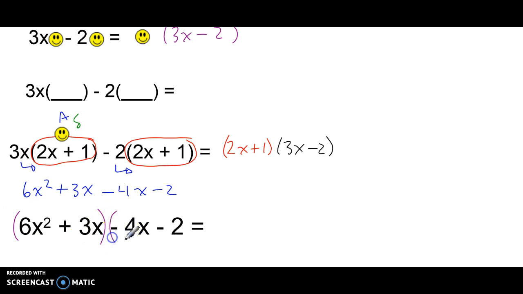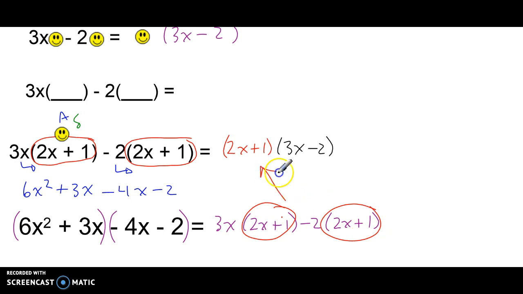You group the first two terms, you group the second two terms, and you factor whatever you can factor out of the first two terms. So that would be a 3x out of there. And from the second two terms, you could factor out a -2. And then you've got this common factor, just like we had a second ago.